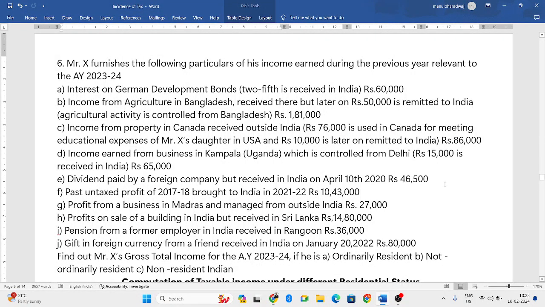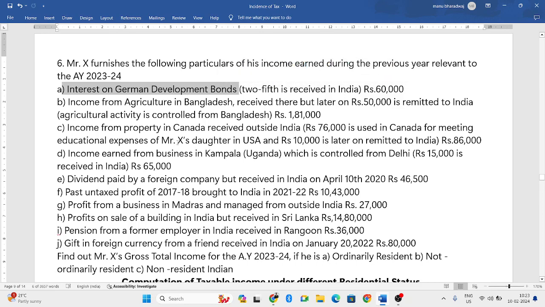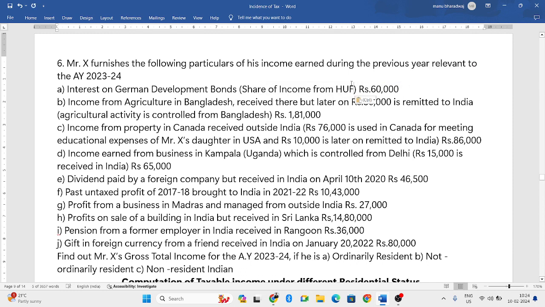In this particular video, let us discuss one more problem related to the incidence of tax. So the first transaction is here. Interest on German development bonds, 2/5 received in India. So how we should analyze the question is like this. Interest on German development bonds: the income is arising in a foreign country. So one aspect is in foreign. Now let us check the receiving aspect. 2/5 is received in India.